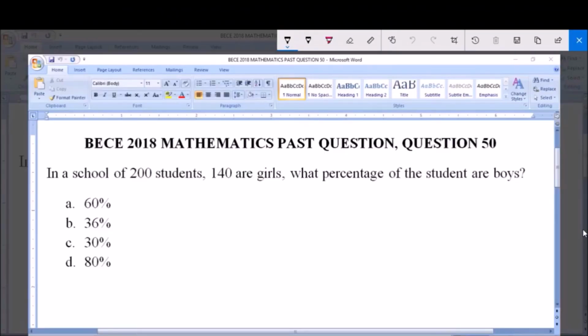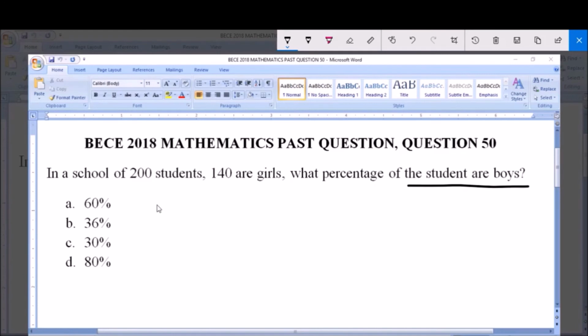Today we're going to be dealing with BECE 2018 Mathematics Past Question, question 50. In a school of 200 students, 140 are girls. What percentage of the students are boys? A 60%, B 36%, C 30%, and D 80%. So we have to find the percentage of the students that are boys.